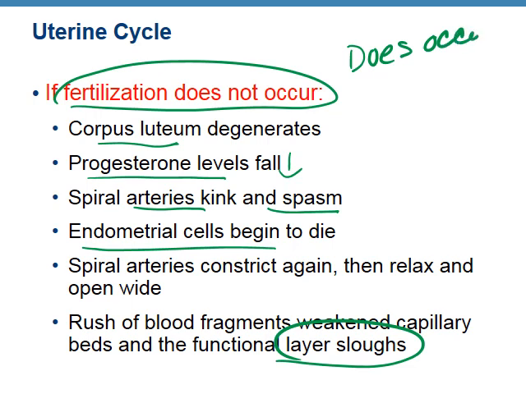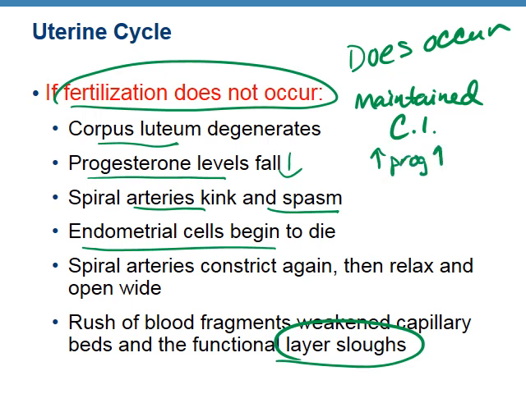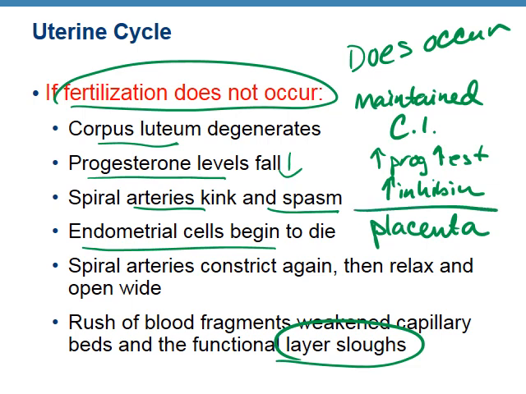So if it does occur, you're going to have maintained corpus luteum. If you have maintained corpus luteum, you're still going to have progesterone, you're still going to have estrogen, you're still going to have inhibin, which is stopping further ovulation. And basically you're building a placenta. The fertilized egg is burrowing into this endometrial lining.